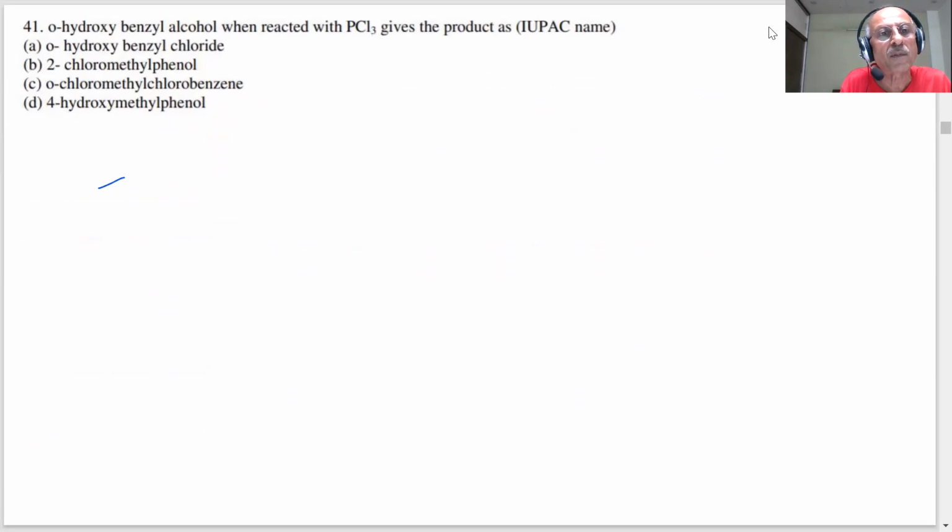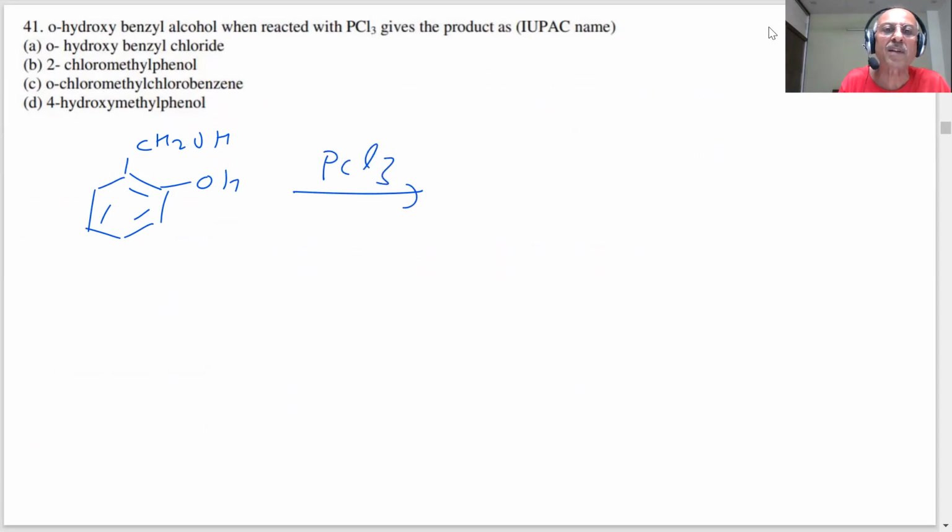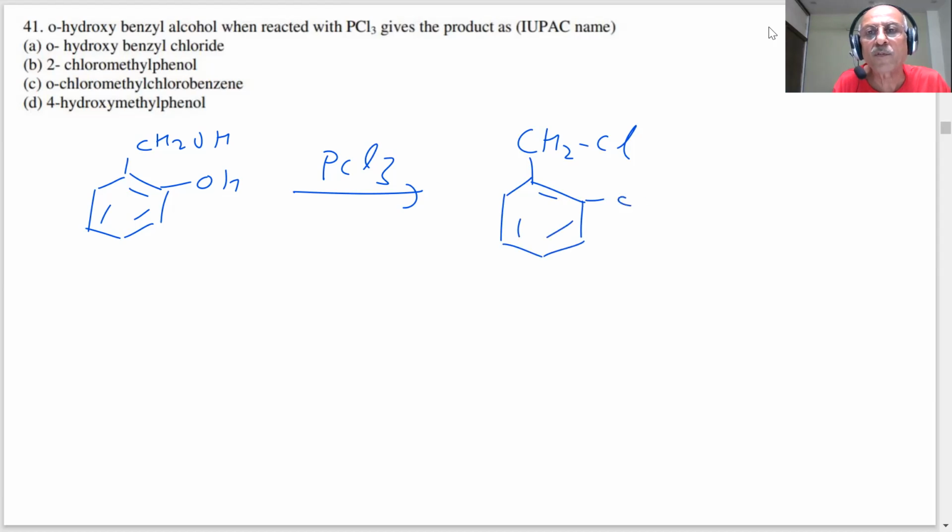Ortho-hydroxybenzyl alcohol. Let me write it first, student, this is my benzyl alcohol, this is my ortho. When reacted with PCl3, what will happen? This is a halogenation reaction, but PCl3 cannot replace this OH because this is attached to an sp2 hybridized carbon. There is a partial double bond character. This will replace this. So what will be the product, student? CH2Cl, and this is the compound, student.